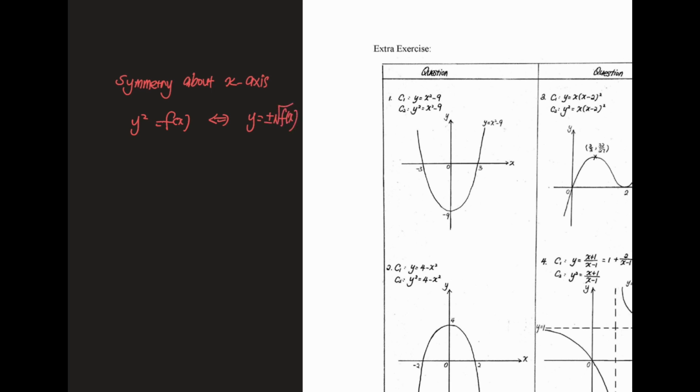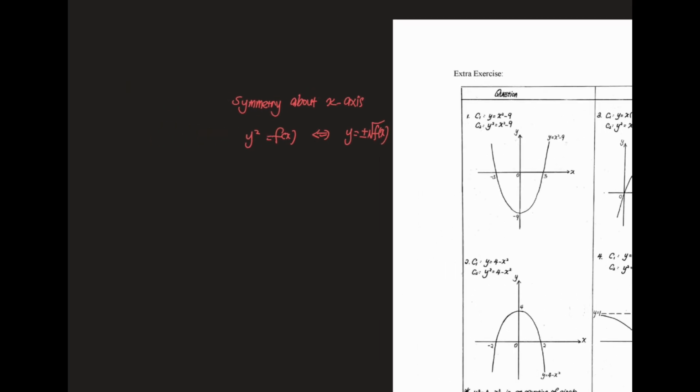Okay, so because of that, we should expect that when you have y equal to f(x) and you want to change it to the y squared graph, the coordinates will become like this. The x remains, but the y becomes plus minus square root of y. Okay, so 1, 2, okay, what else?